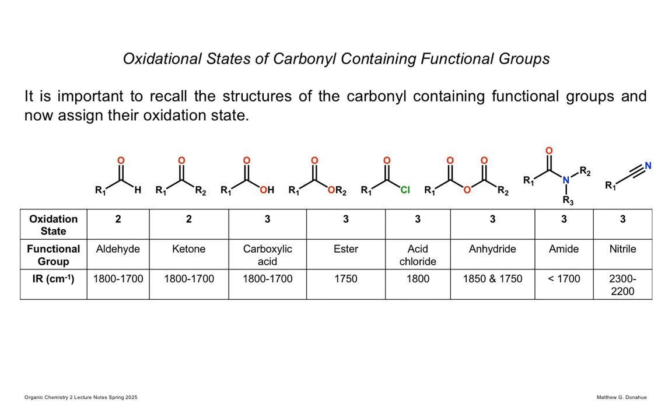So here they are structurally. Aldehydes and ketones are at oxidation state 2. Acids, esters, acid chlorides, anhydrides, amides, and nitrile are all at 3. And then the last row is showing you where in the IR you can expect to see those carbonyl functional groups.